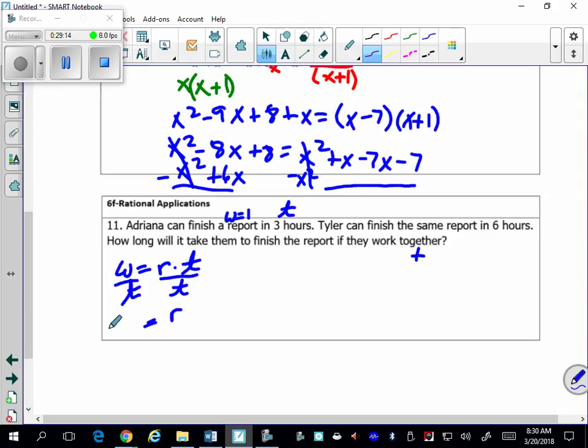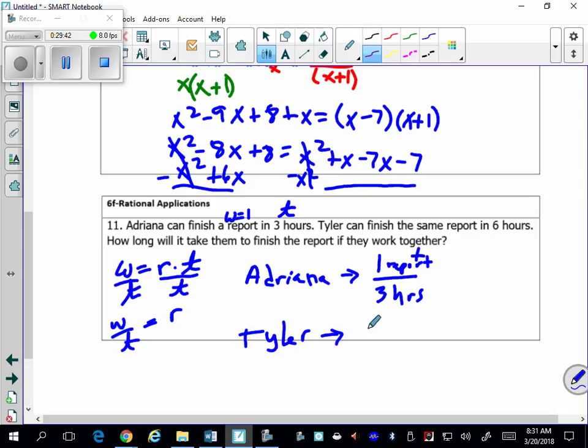Her amount of work she's going to get done is one report over, and that's going to take 3 hours. Tyler, he can do one report in 6 hours. So the same report, 6 hours. How long will it take them to finish the report if they work together?